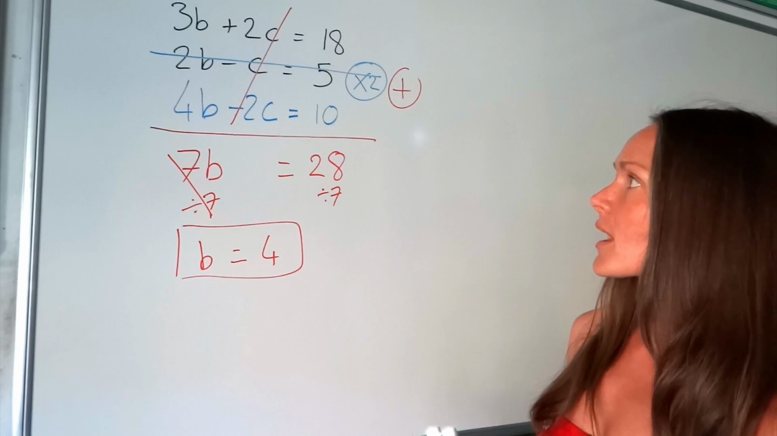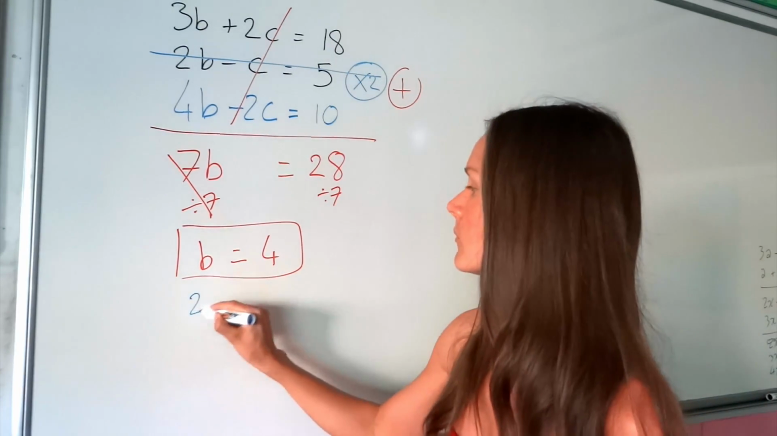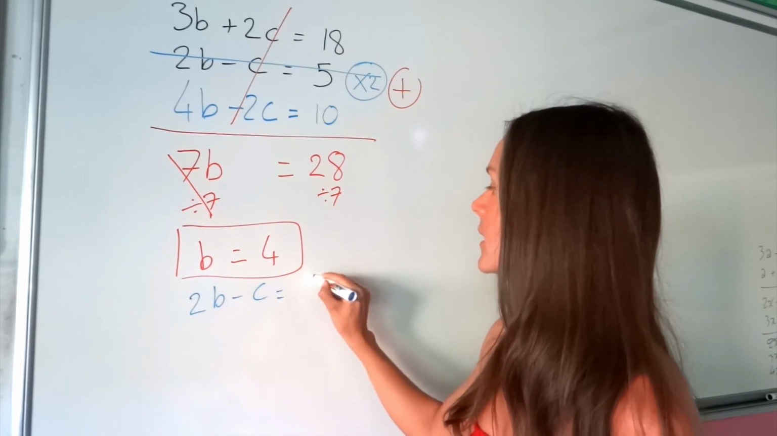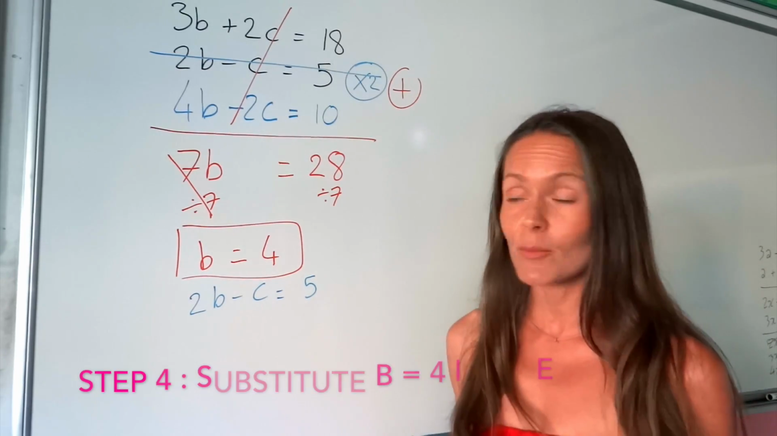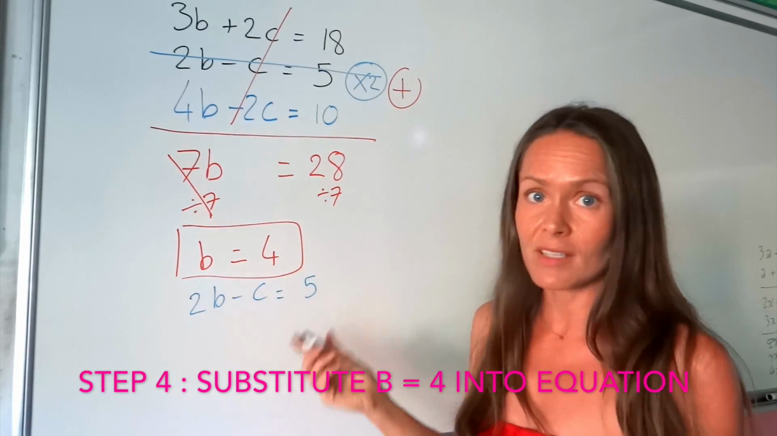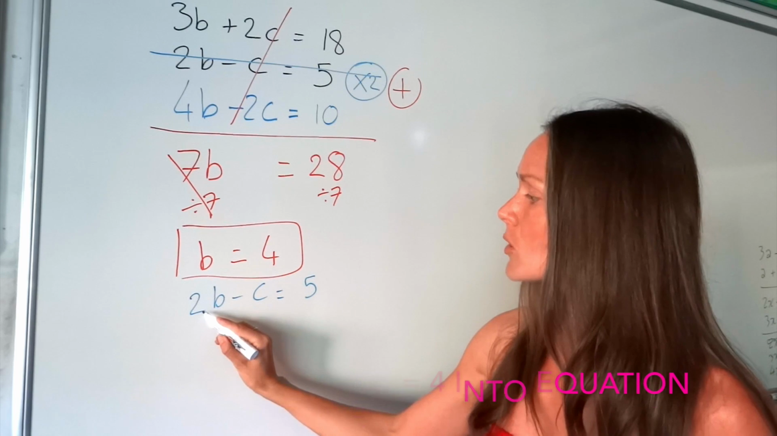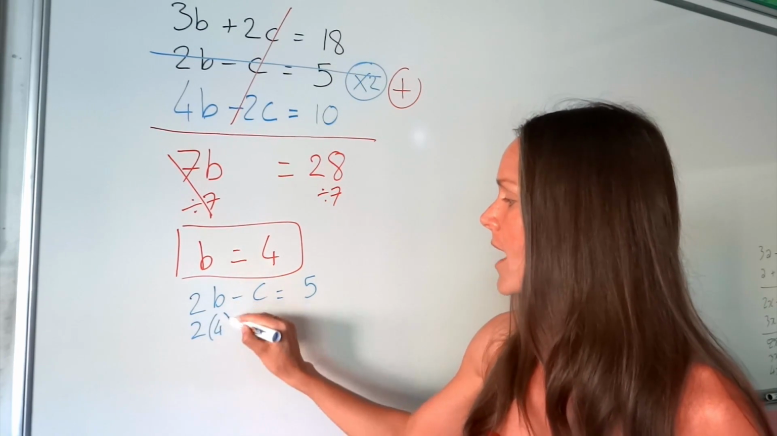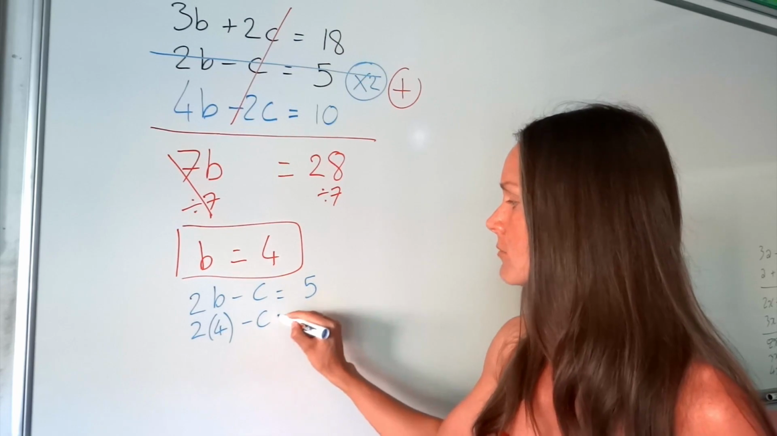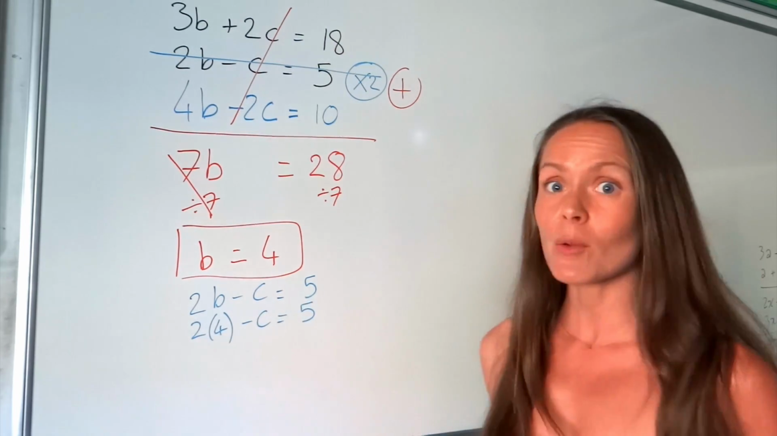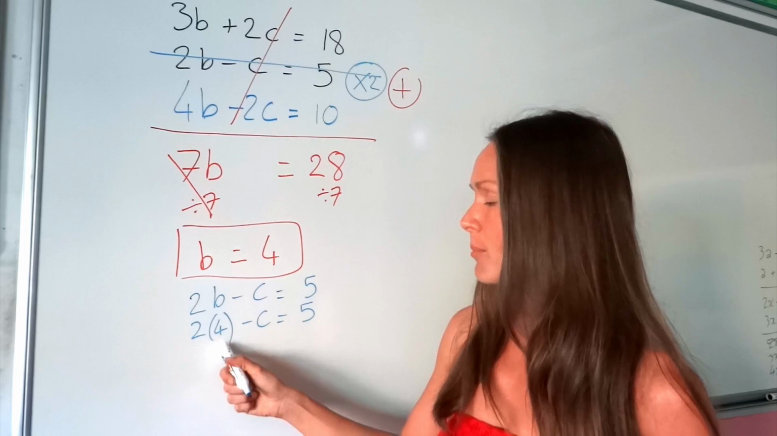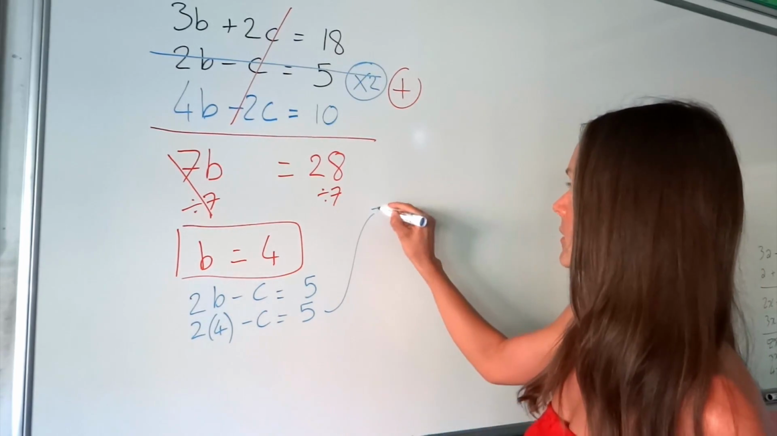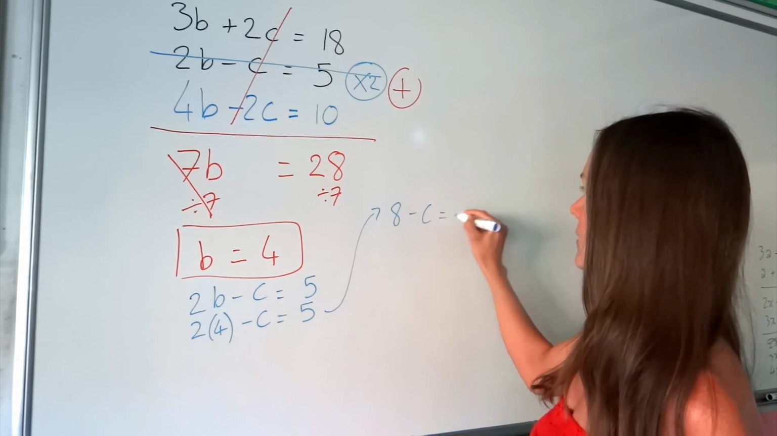So write that equation out again. And then we're going to replace the letter B with the number 4, since B is 4. So instead of doing 2 times B, we need to do 2 times 4. Everything else in that equation remains the same. If I work that out, 2 multiplied by 4 is 8. Everything else is the same.